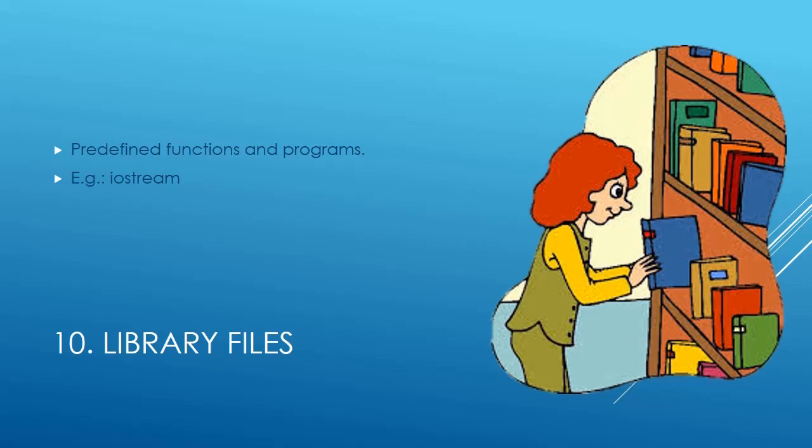One important library file is iostream, which is input output stream, commonly used in almost all programs because we give some input and we need to get some output. This input output stream library contains programs which allow us to take input and give output.